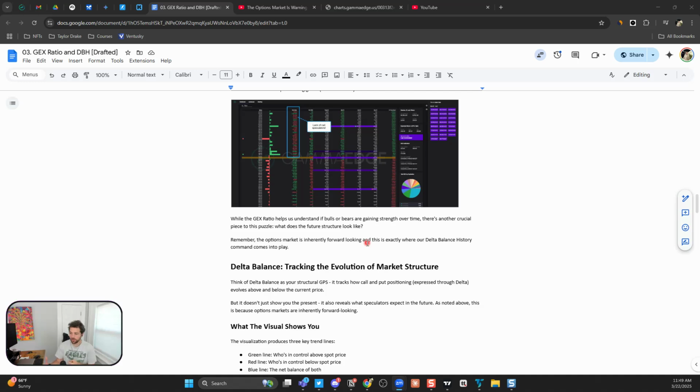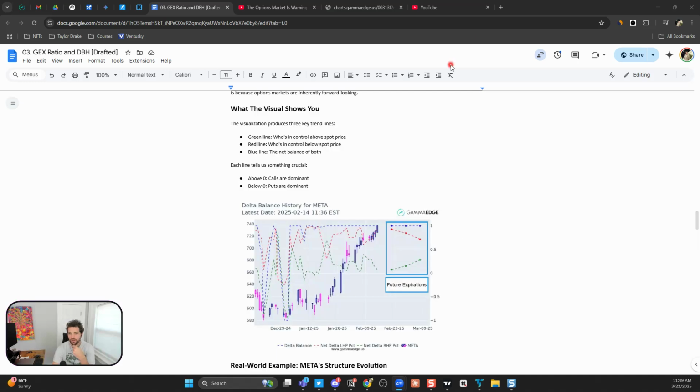And so we can understand what positioning is like in the forward expirations, which can help us understand today whether market participants are expecting conditions to be bullish or bearish. So getting into the delta balance command itself, it's broken up into 3 components.